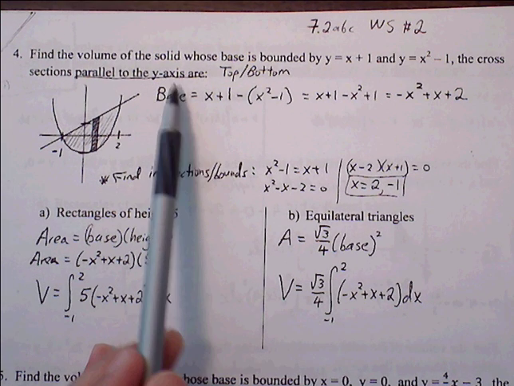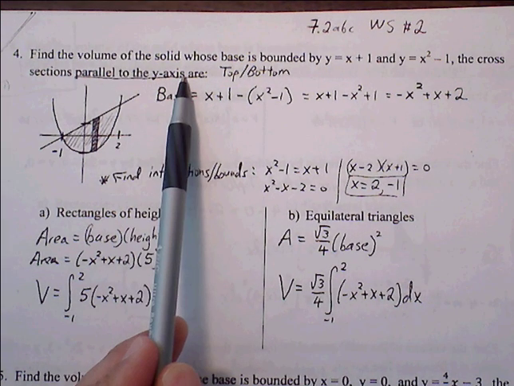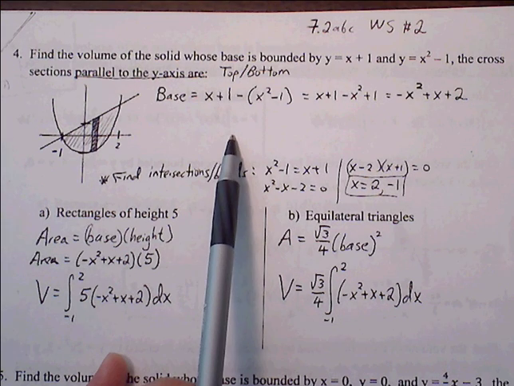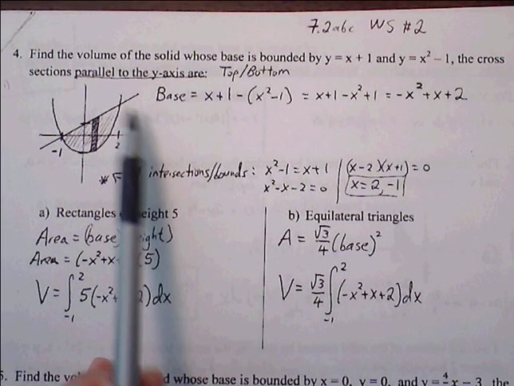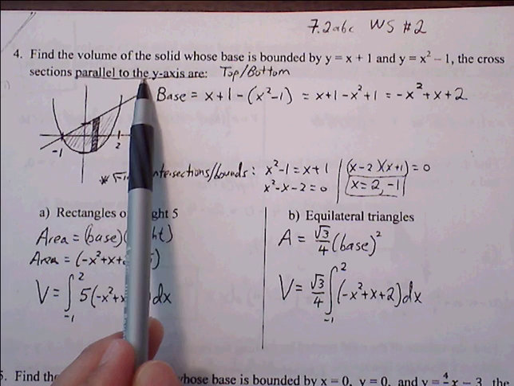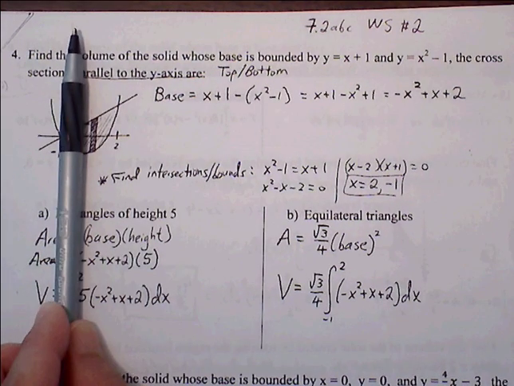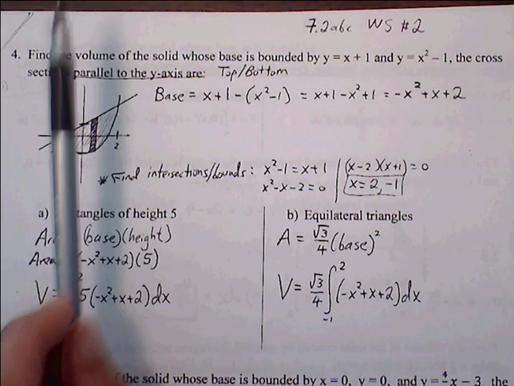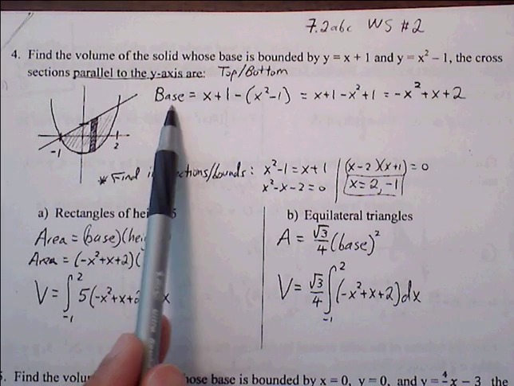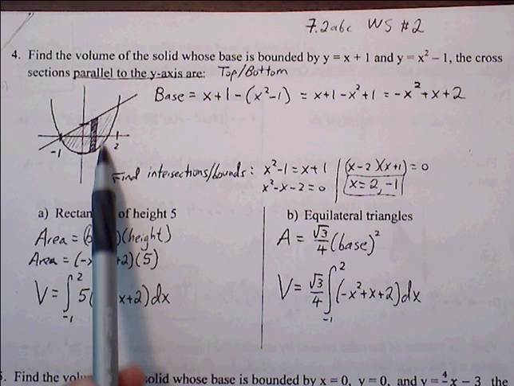But first we need to identify which direction we're going to be drawing our base. Will it be top minus bottom, or right minus left? So we want the cross sections to be parallel to the y-axis. The y-axis is vertical. Parallel would also be vertical. So we want to draw a base that is vertical, so that we do top minus bottom.